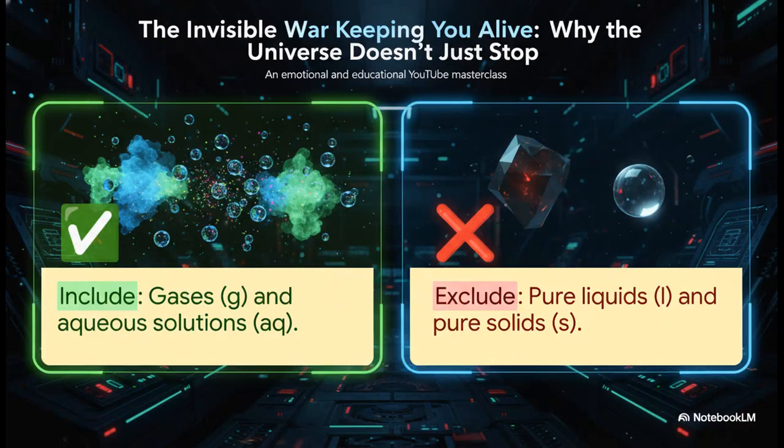And to measure this standoff, we rely on the law of mass action, which gives us the equilibrium constant K. Think of it as a mathematical ratio of products over reactants. But there are strict rules of engagement here. You only include the players whose concentrations can actually change. So gases and aqueous solutions make the cut. Pure liquids and pure solids are completely excluded from the equation because their effective concentrations stay pretty much constant during the whole battle.